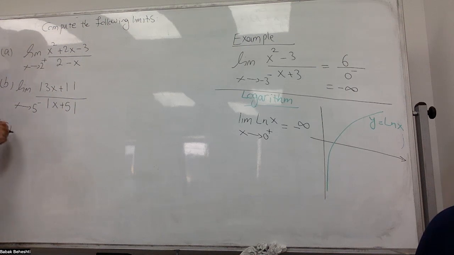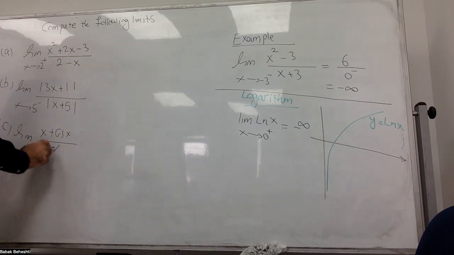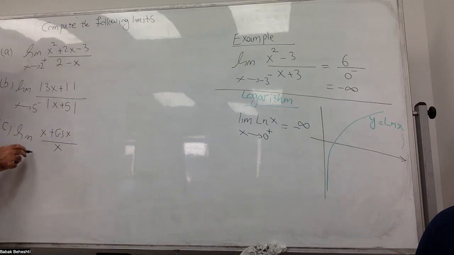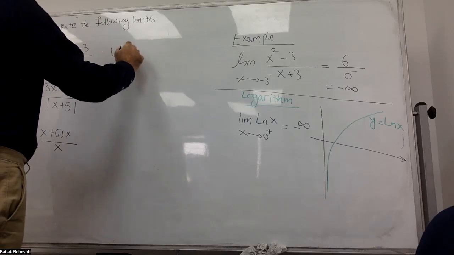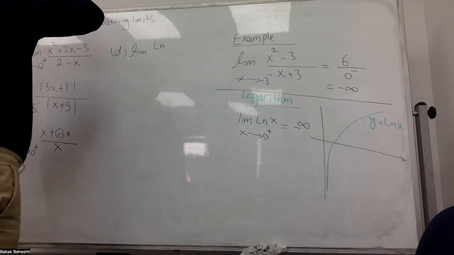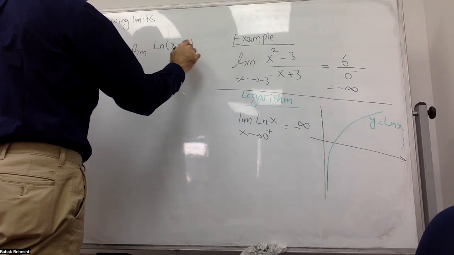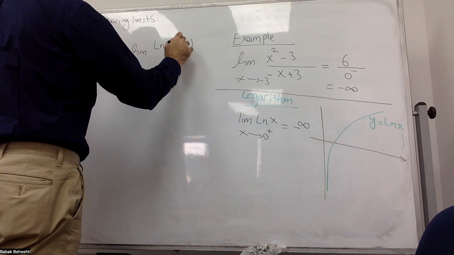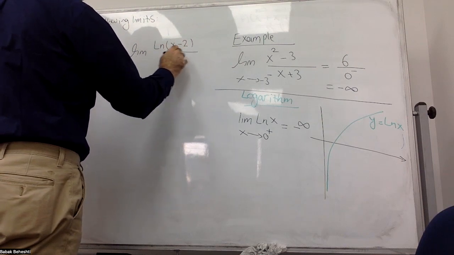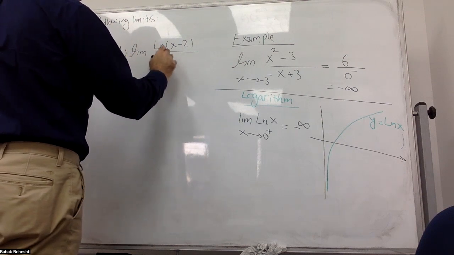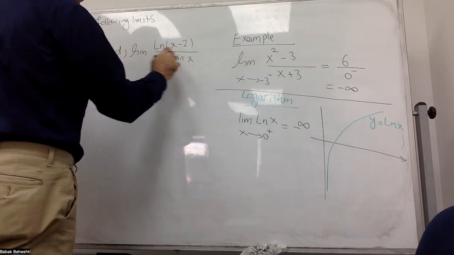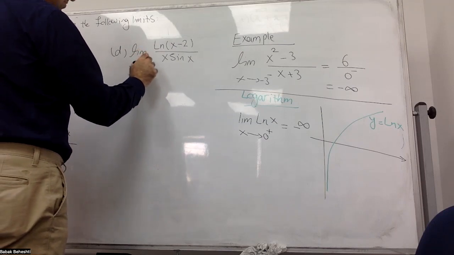Part C: the limit of x plus cos x divided by x, x goes to 0 plus, and part D is the limit of ln of x minus 2 divided by x sine x, x goes to 2 plus.